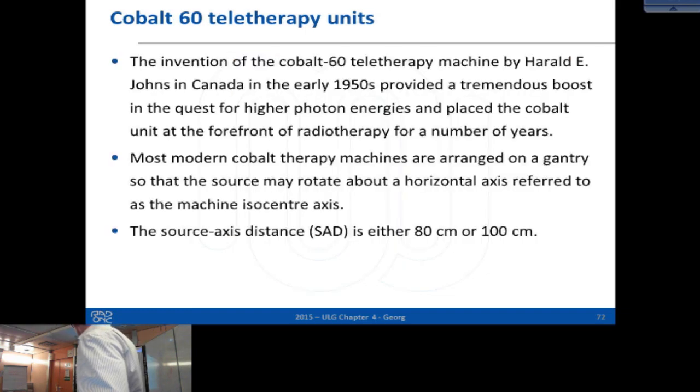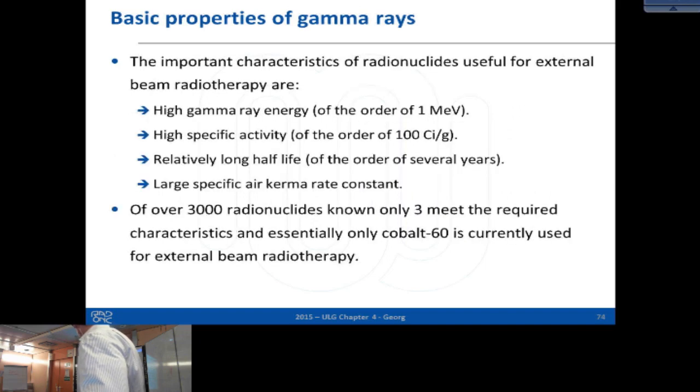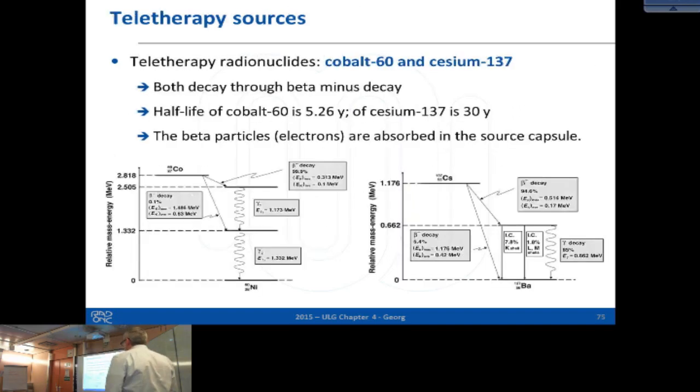It was started in Canada because in Canada they had a research department that was able to produce cobalt-60, which is not natural. You don't find cobalt-60 somewhere around the world in nature, but it's an artificially produced radionuclide. What we use in cobalt therapy are basically the two gamma lines that follow beta decay, and the energies are 1.17 and 1.33 MeV, and the half-life of cobalt is about 5 years.